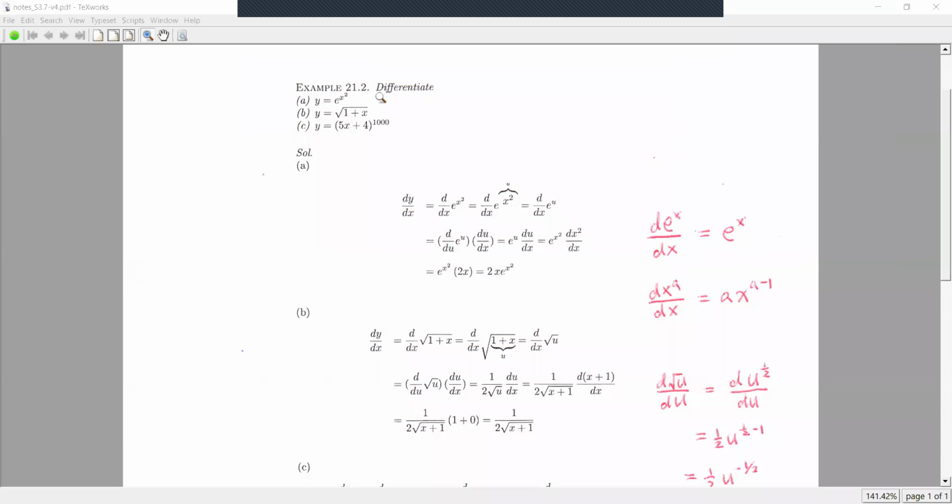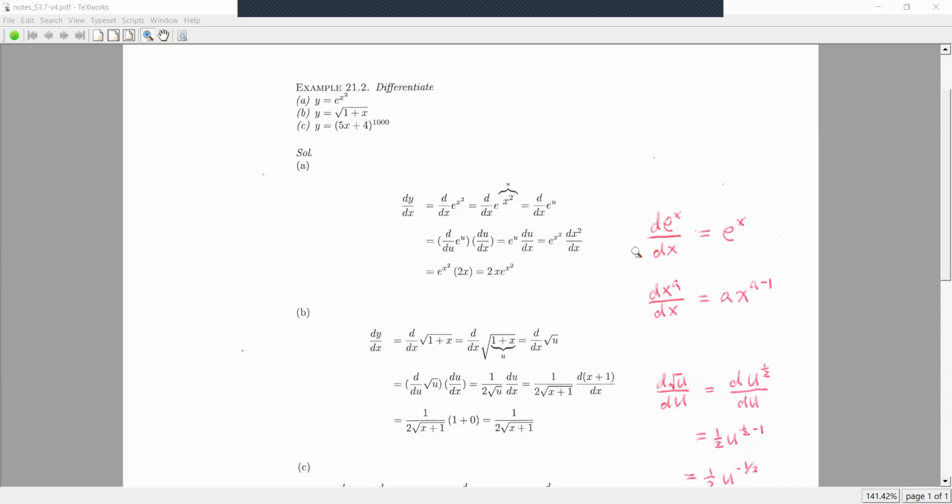Example 2. Differentiate these functions. Part A. Take the derivative of the function y with respect to x. Replace y by the function, then I have this equation. Now, I want to simplify the function. I let u be x squared. Then the function becomes e to u.